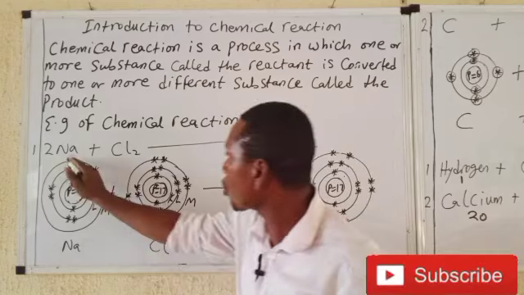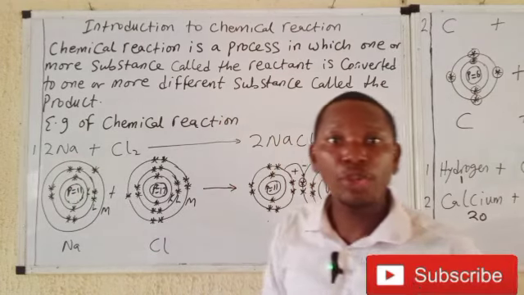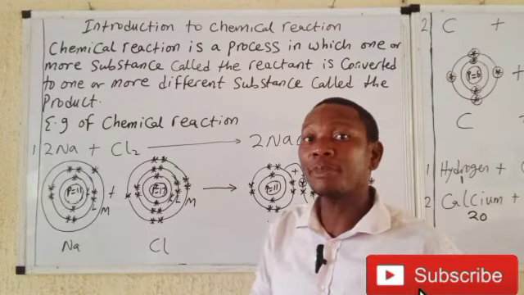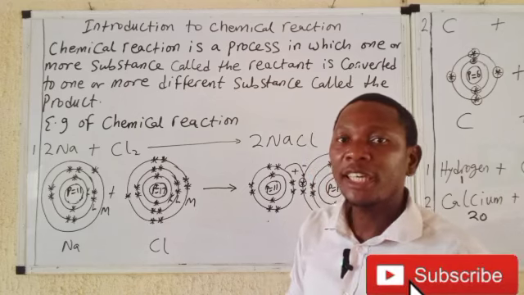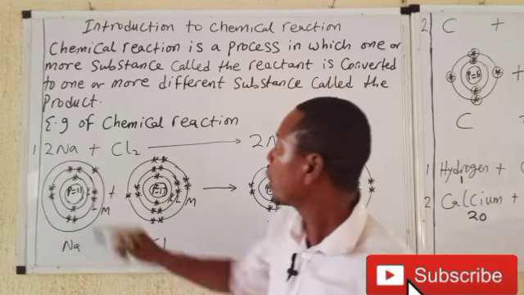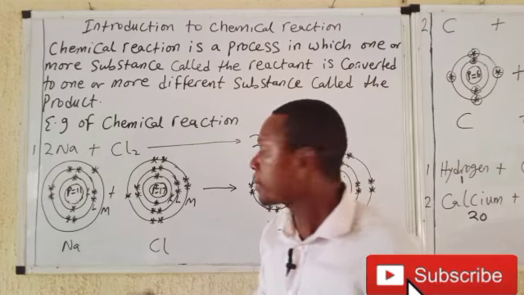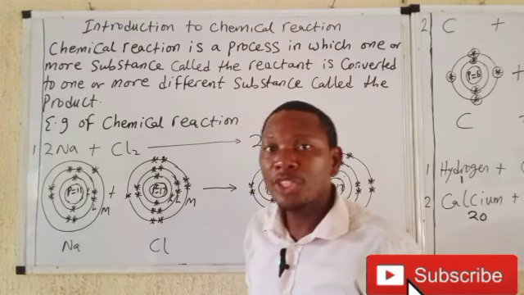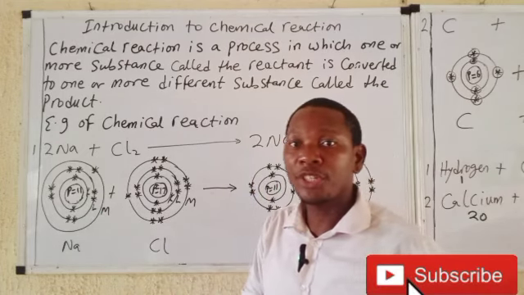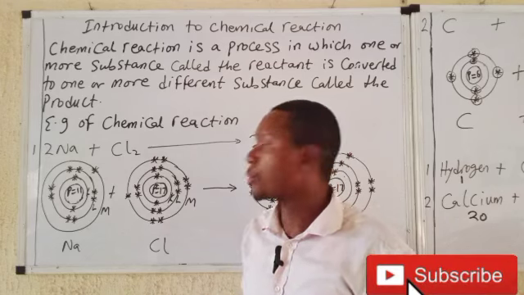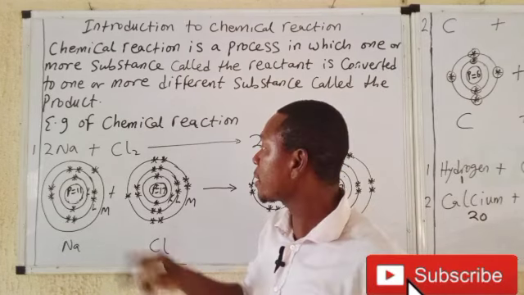Now, this is sodium. Sodium has an atomic number of 11. Remember, atomic number is the number of protons in an atom. So the number of protons is 11. And remember, proton is positively charged. So the number of electrons is also 11, because the number of protons is equal to the number of electrons.